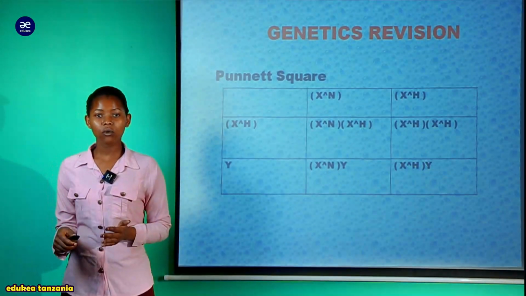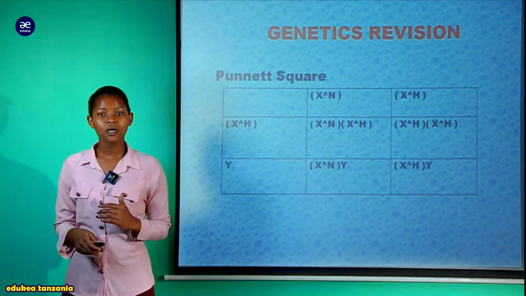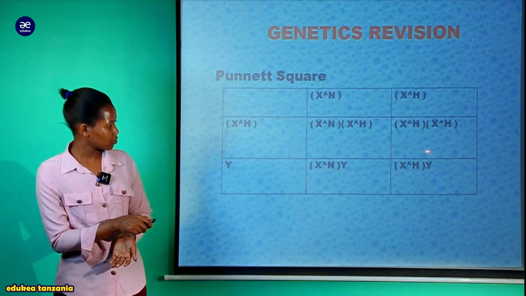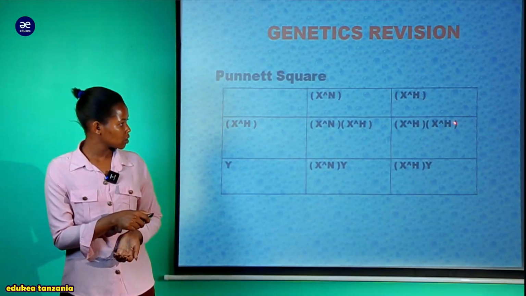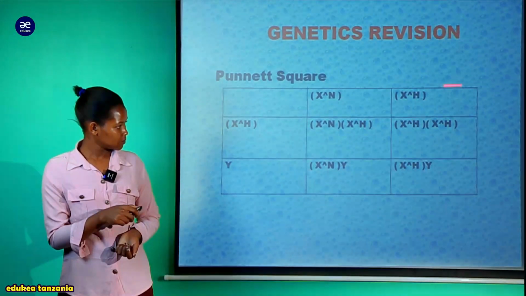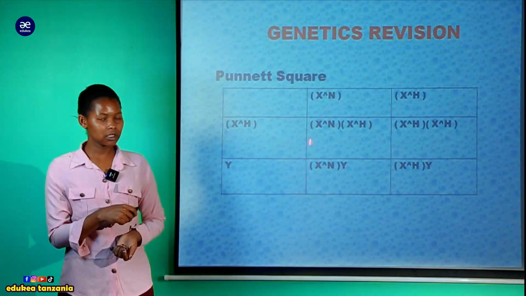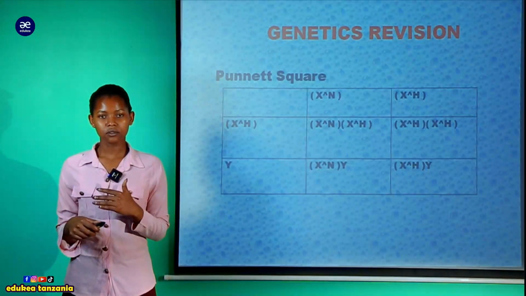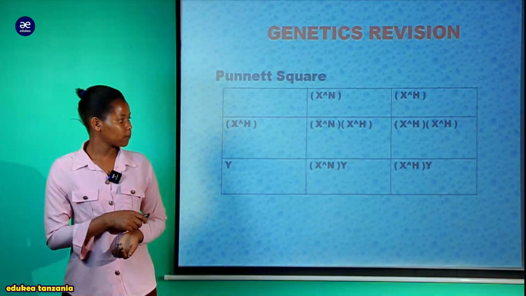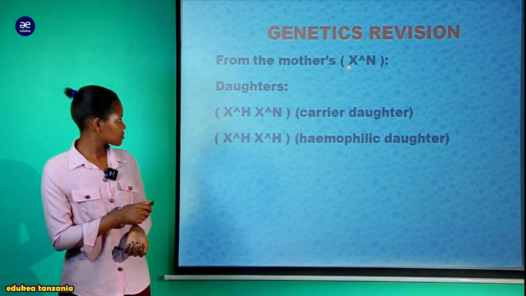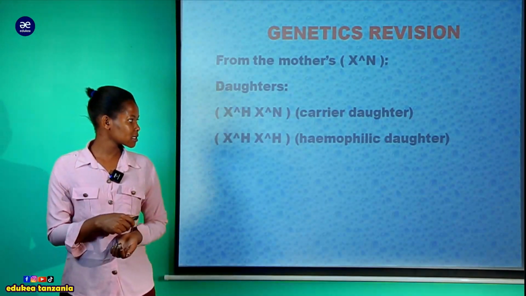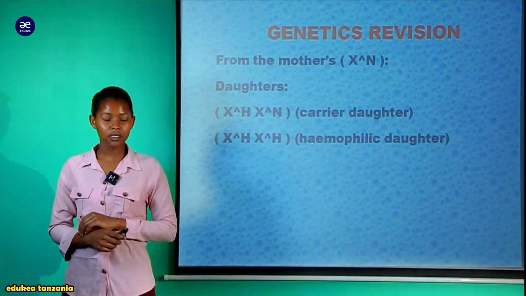So, probability, we are going to look at the probability of getting a hemophilic son and the probability of getting normal children. As you can see here, the hemophilic son is one out of 2, and looking at both children, the probability of getting normal children is 2. We will take 2/4, multiply by 100, then we will get the correct answer. From the mothers, we can see X raised to normal. Daughters, we have got two. The first one is a carrier daughter and the second one is a hemophilic daughter.